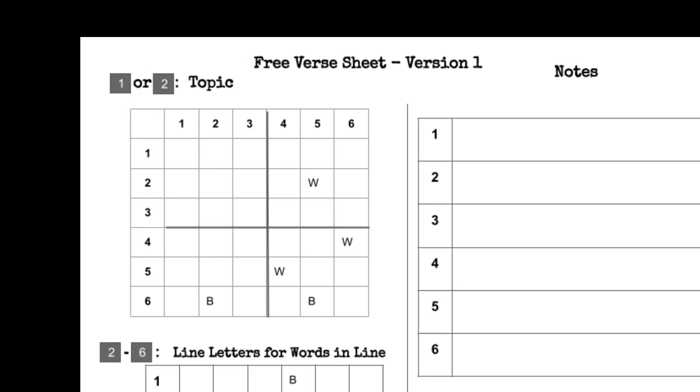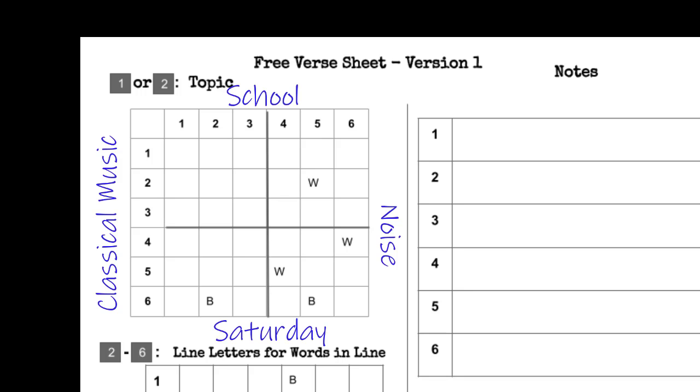At the end of the phase, the topic grid will tell you what your poem has to be about. Everyone will have the same 4 words or phrases around the grid, like these. The quadrant that has the most X's at the end will tell you which of those 2 words make the topic for your poem. For example, if most X's were in the upper right, your poem would have to be about these 2 words, school and noise. If the most X's were in the lower right, it would have to somehow combine noise and Saturday.